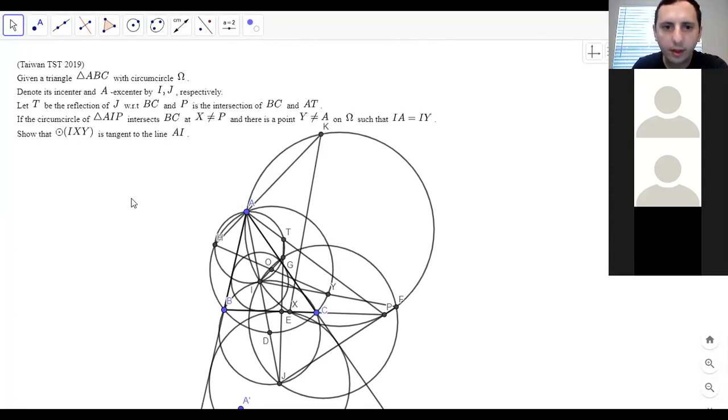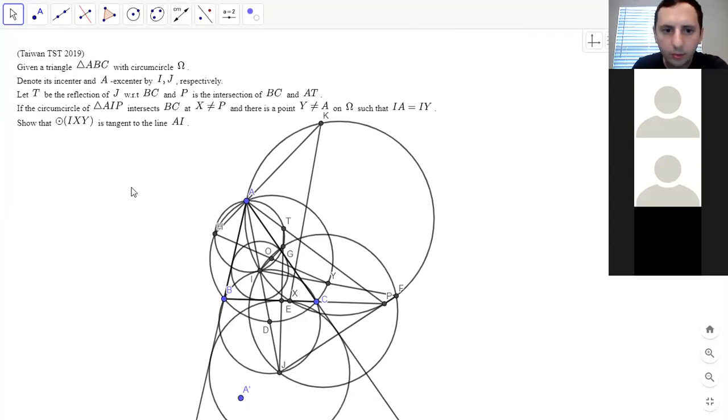Okay, you're saying AIO is similar to A prime J. And we can prove the similarity using inversion. We know the angles A prime AJ equals IAO, and from square root BC inversion, we can prove that AA prime times AO equals AI times AJ.